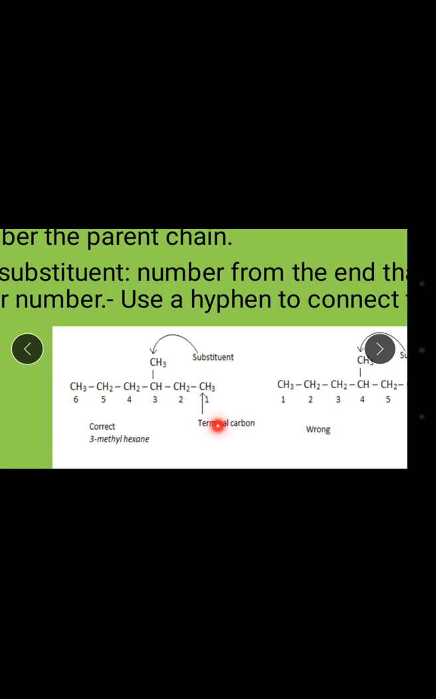Now, here we are told this is a terminal carbon. Yes, any carbon at the end is called a terminal carbon. This is a terminal carbon here. I hope that is clear.